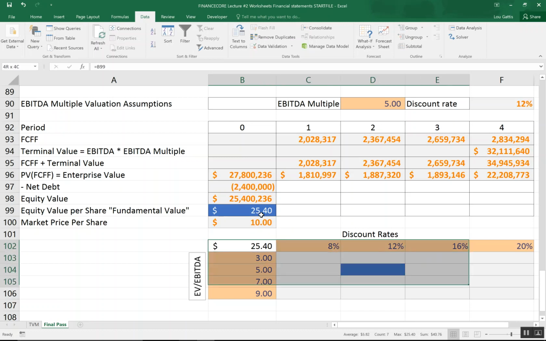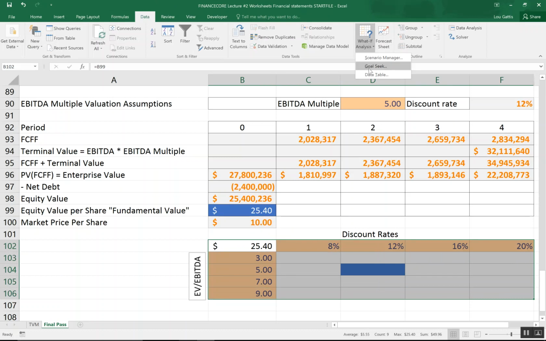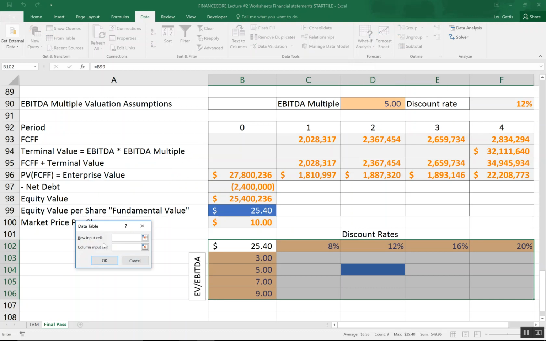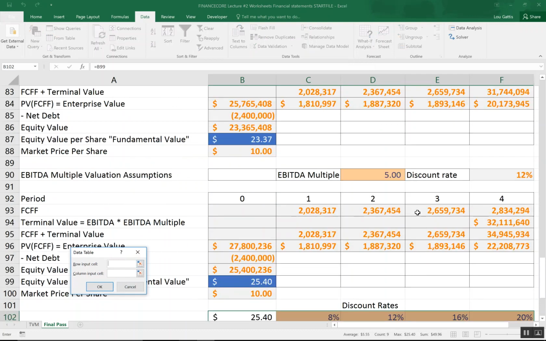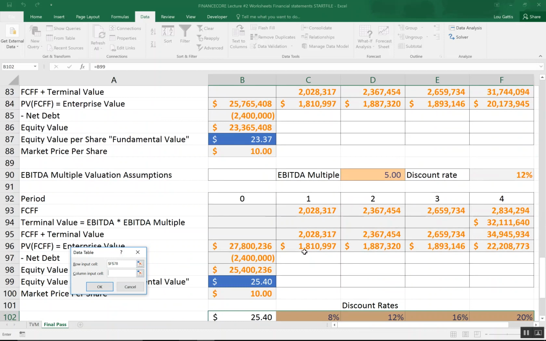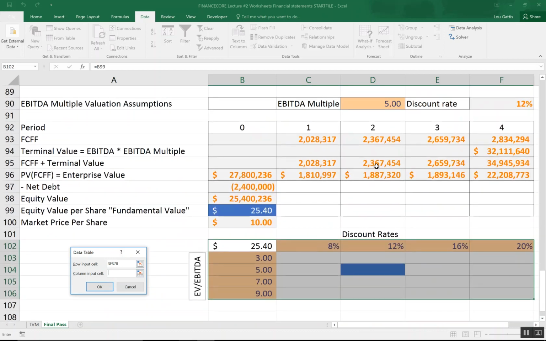And then I'm going to highlight this entire table and hit Data, What If, Data Table. It asks me, well, where's the original cell for your row sensitivity? So my rows are discount rates. Those discount rates were input right here. Here's the original source of the discount rate. And then what column? That's the EBITDA multiple. Where's the original source of that EBITDA multiple? And it's right here, the 5.